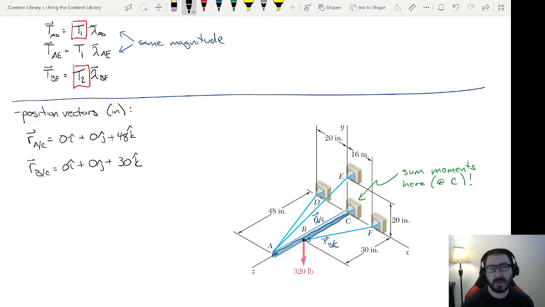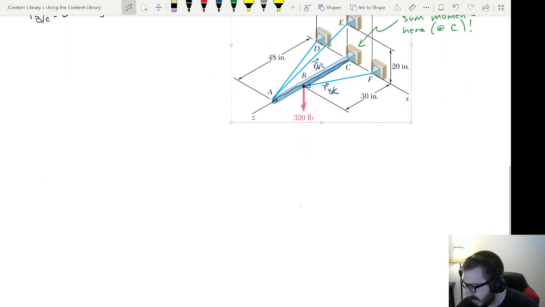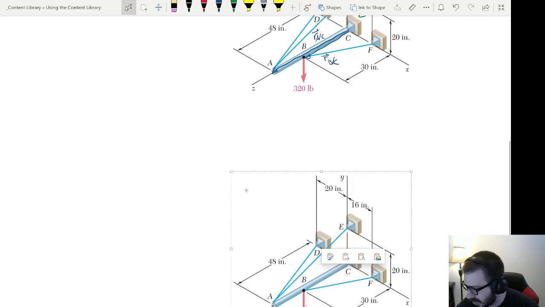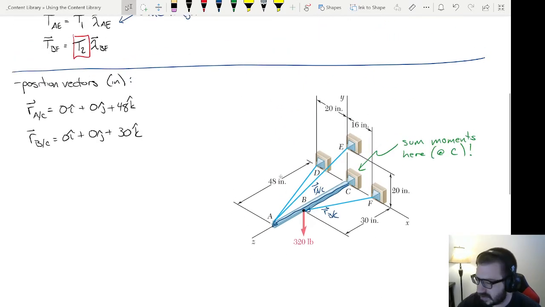The only other thing that we are going to have to do a little bit of work on is those lambda vectors. Because I can't compute cross products associated with those unknown forces without the lambda vectors. So I've got a little bit of work I've got to do there. So let me go ahead and copy and paste this one more time, just so I don't have to keep scrolling back and forth, up and down.